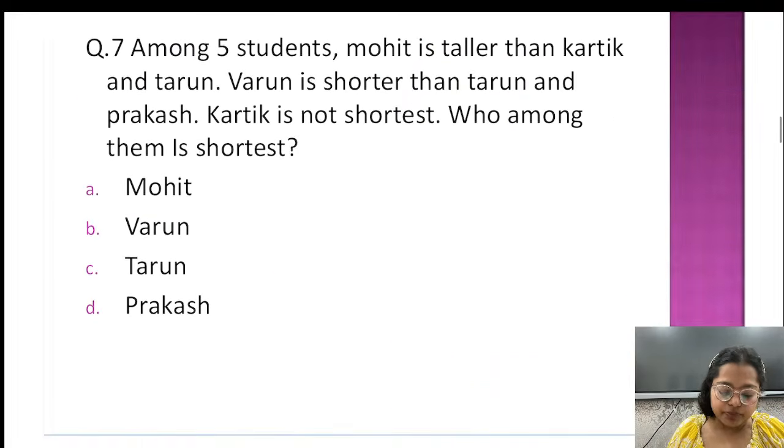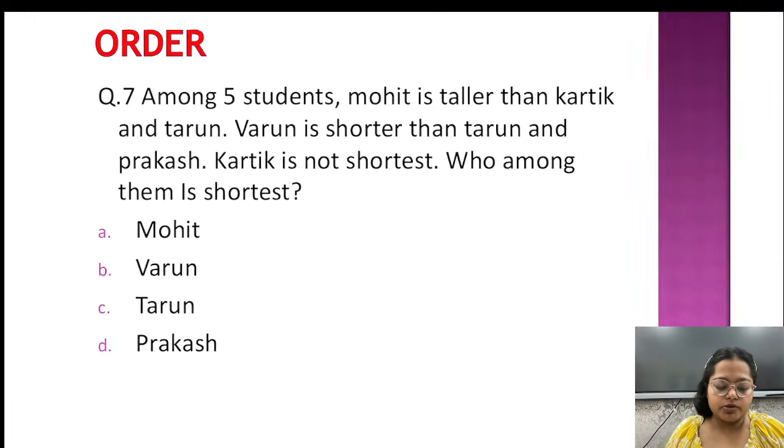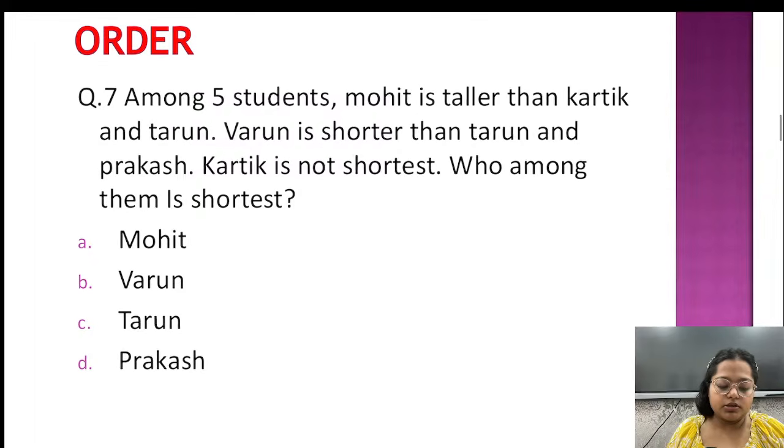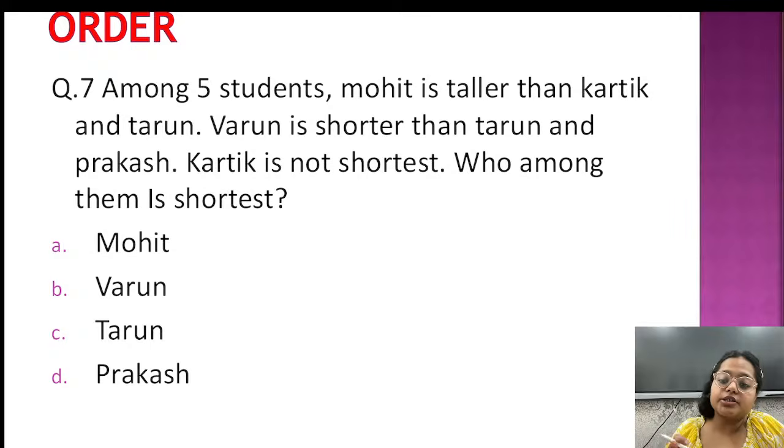Now the next question is from order. Order type questions can be asked in different forms. This question is taller, shorter. This can be who is bigger, smaller. This can be front, back, anything. Any type of question is asked from the order. So among 5 students, first we have to draw 5 students. Okay, 1, 2, 3, 4 and 5.